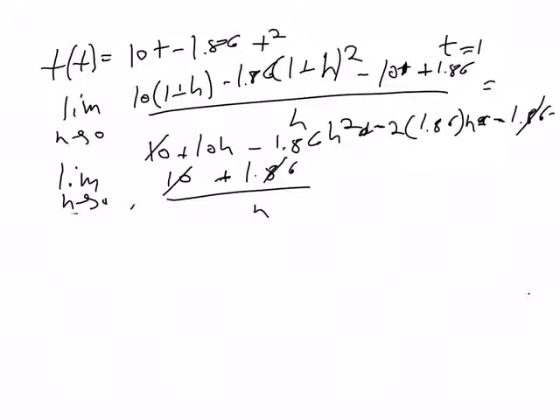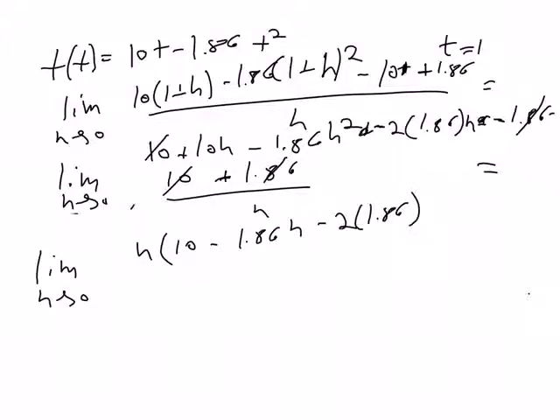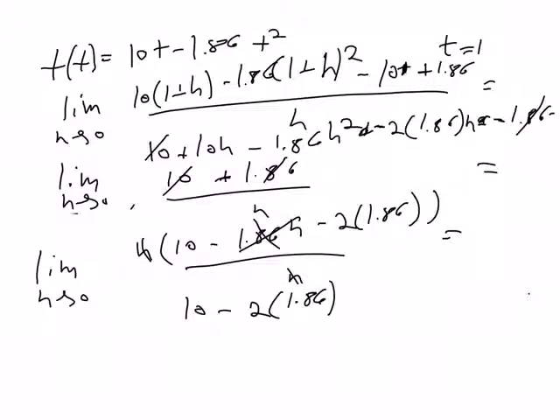Taking this and dividing by h, so now this is equal to the limit as h goes to 0. Take out an h: 10 minus 1.86 h, right, minus 2 times 1.86, okay, over h. The h's cancel, the limit gets rid of this, so this is going to equal 10 minus 2 times 1.86, so this is our velocity.